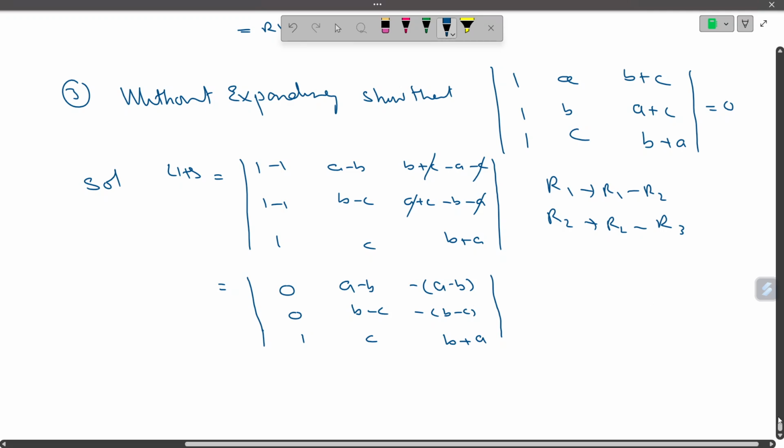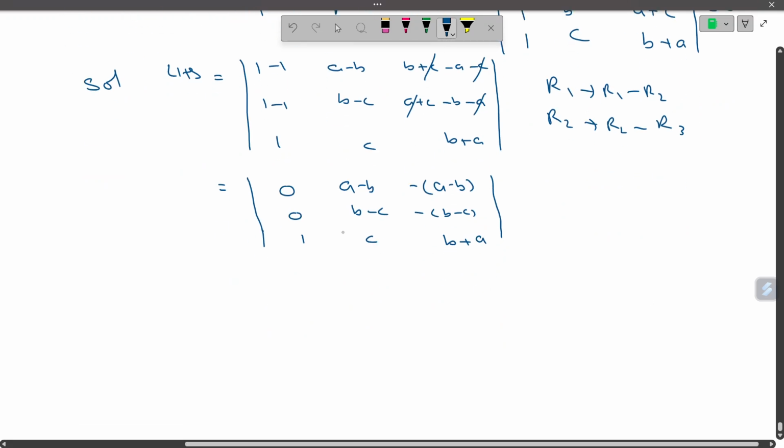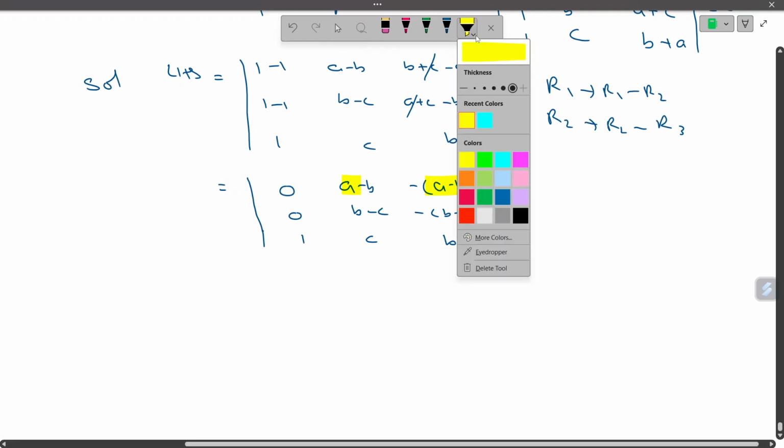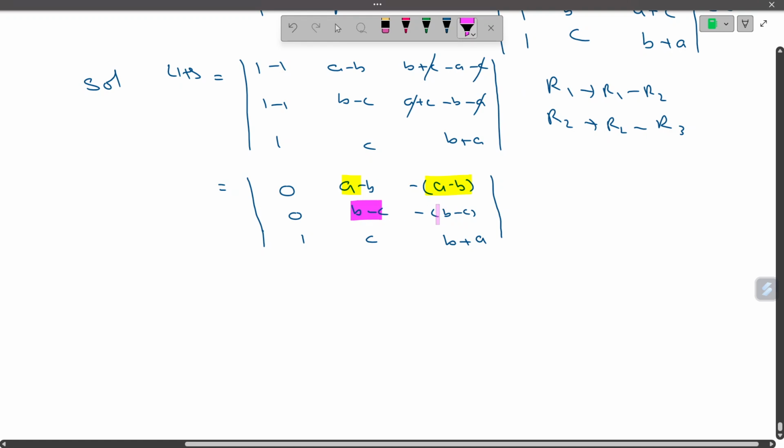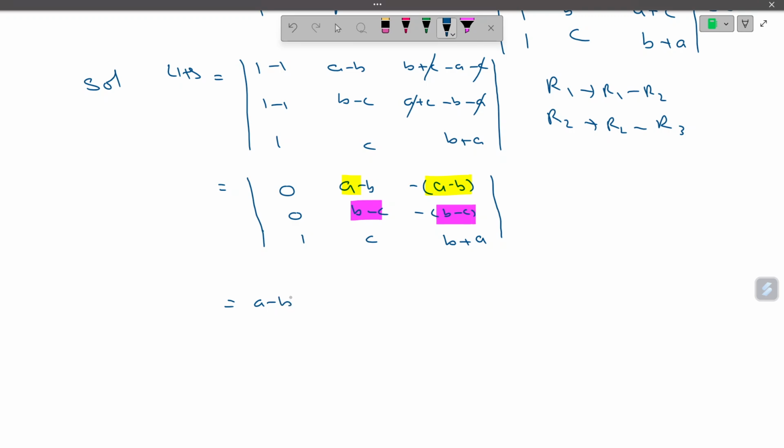Now what I am doing is, see here, A minus B is common here. And here B minus C is common. That's why we have taken minus common. So now A minus B, if I take common from the first row, and B minus C from the second row, 1 0 0 1, A minus B is 1, this is minus 1, B minus C is 1, this is minus 1, and this is C, this is B plus A.